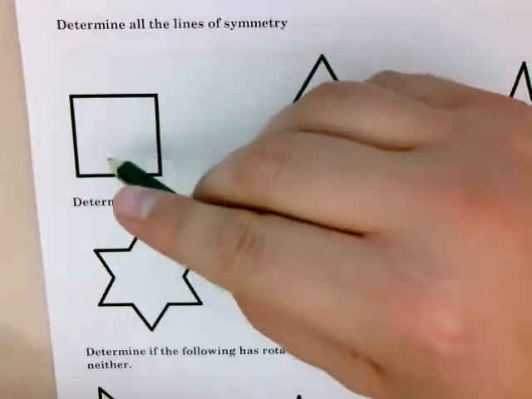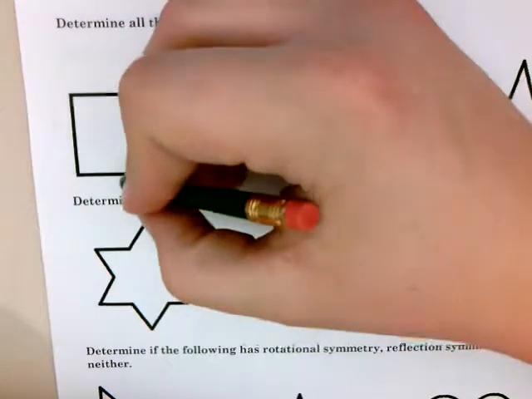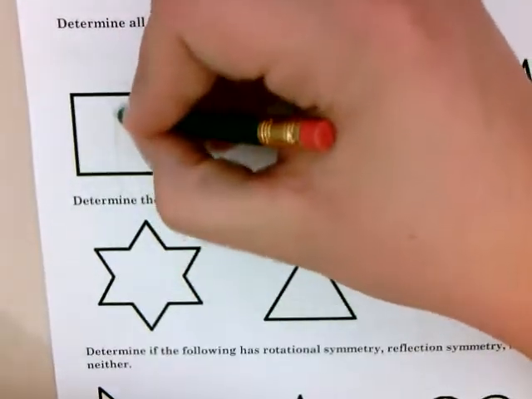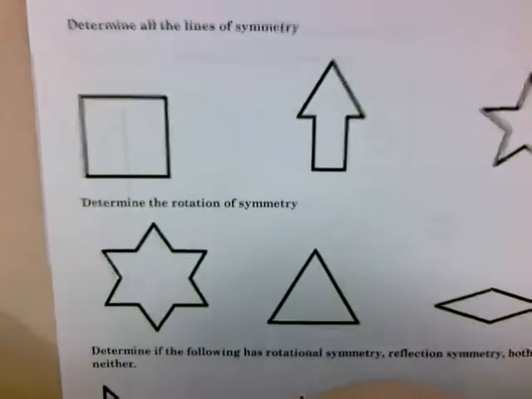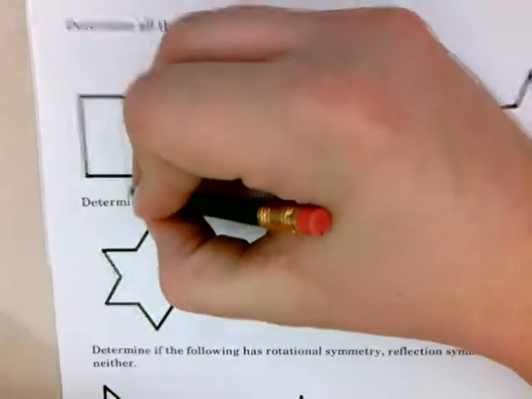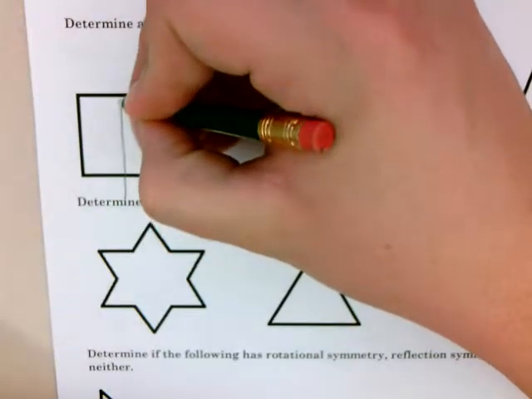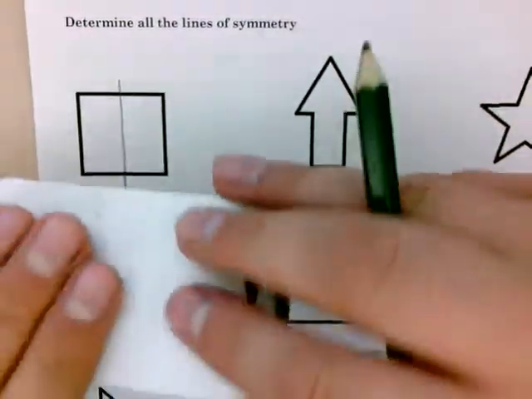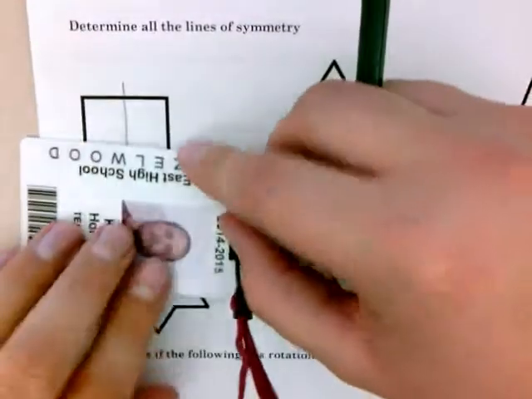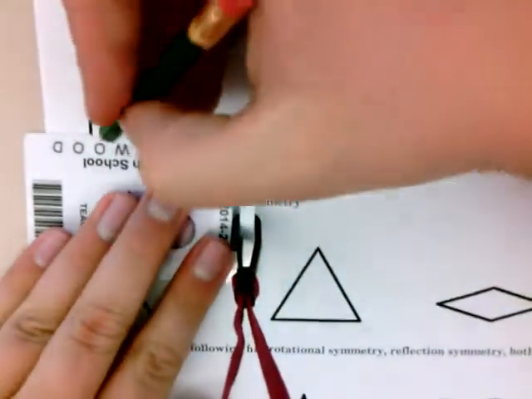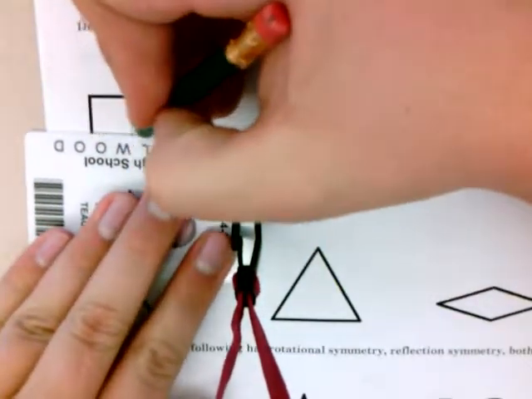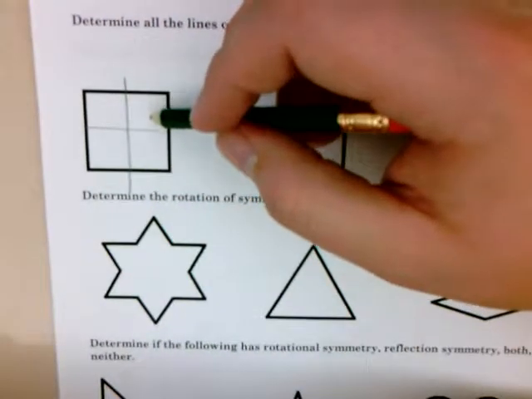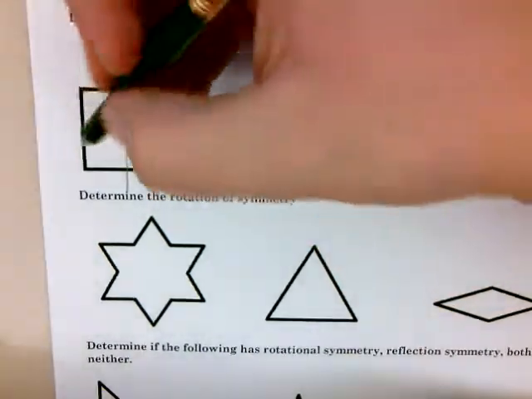Well, right here, this first object actually has 4 lines of symmetry. If I put a line up the middle, if I fold this half onto this half, you would not be able to distinguish the two from each other. Also, if I do it from this half to this half, right here would be a second one. If I fold this half to this half, it would work.